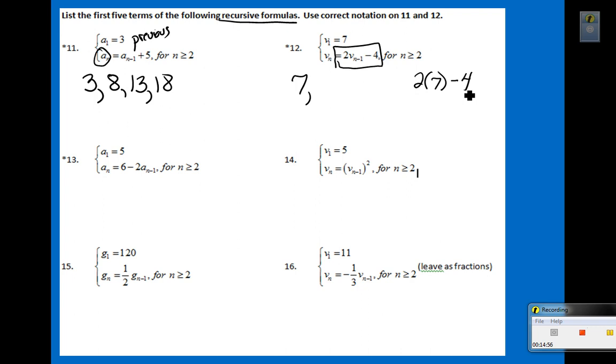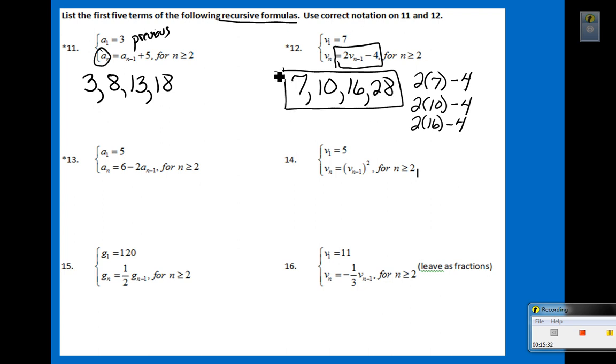Well, 2 times 7 is 14. 14 minus 4 is 10. Now let's go get our next term. It says it's going to be 2 times 10 minus 4, which is going to be 16. See, so don't get caught up in the notation for this. All that means right there is previous term. My next one, guys, 2 times 16 minus 4, which is going to be 32 minus 4, is going to be 28. There it is. So it's just notation to say previous term. That's all there is to it.